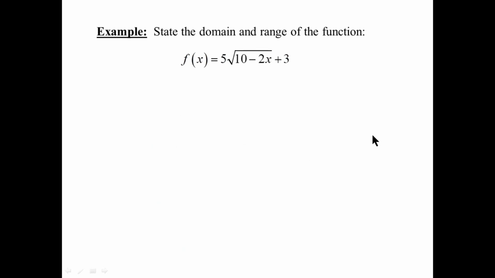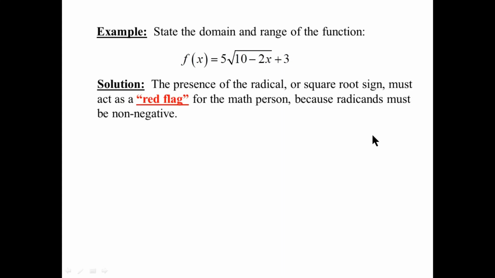Let's do this again with another example of a function that has a radical in it. Example, state the domain and range of the function. Solution: the presence of the radical or the square root sign must act as a red flag. In other words, you're going to have to think about the fact that there's a radical here. That's the issue. Radicands must be non-negative.